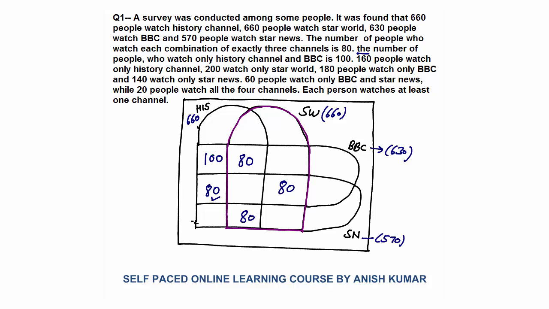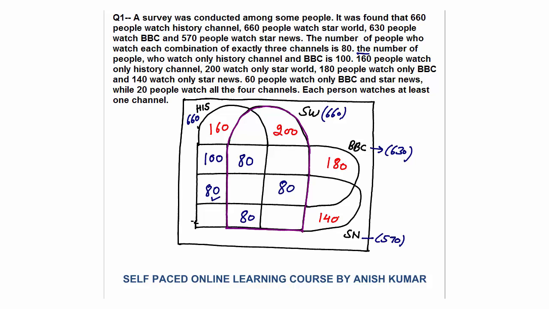Now next the question says that 160 people watch only History channel. So only History channel is 160. 200 watch only Star World. This is only Star World, this is 200. 180 people watch only BBC. This is only BBC, 180. And 140 watch only Star News. This is 140.